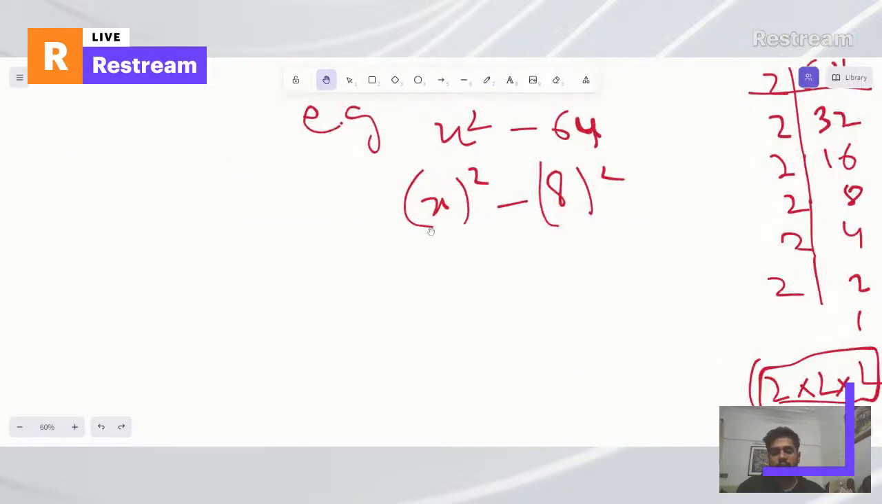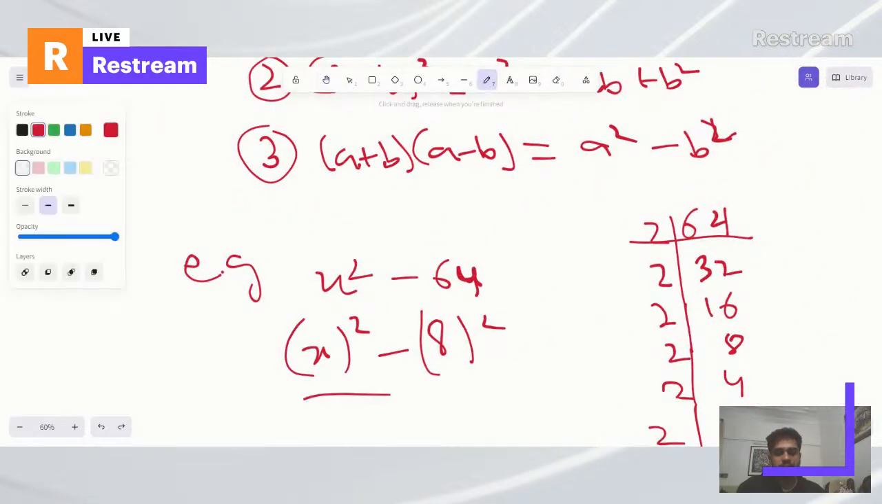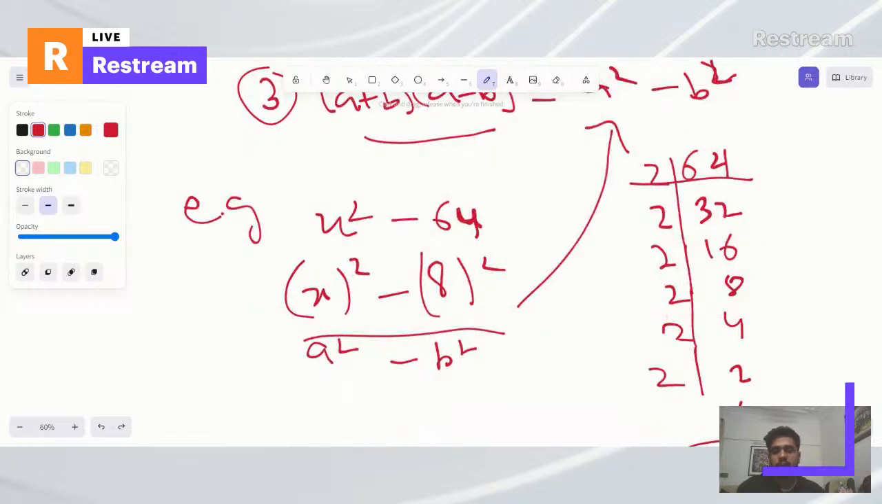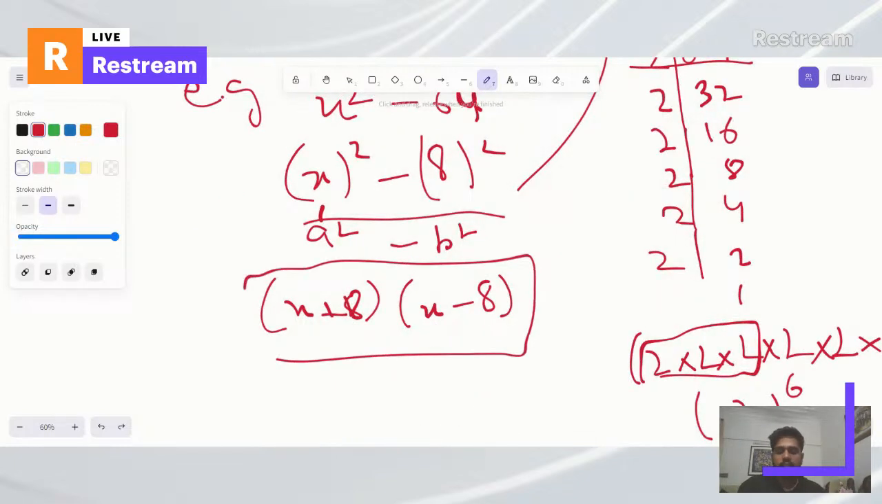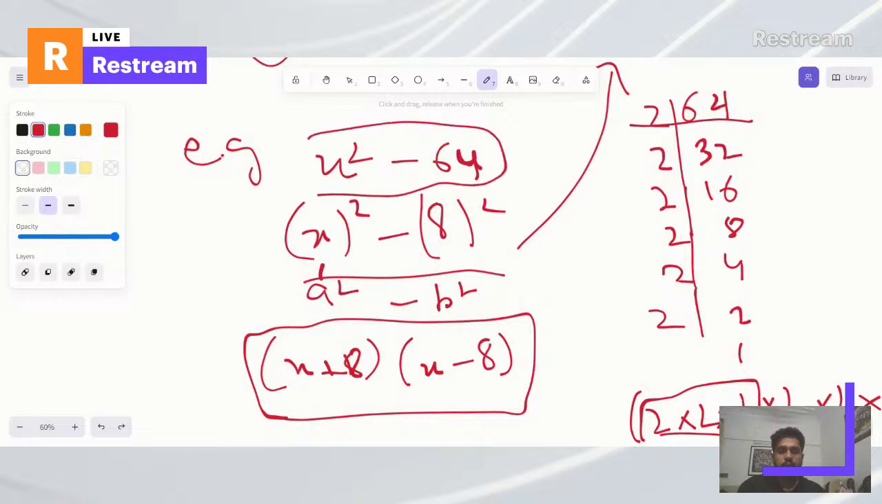What are we going to do next? So does this form seem similar to a square minus b square? So what are we going to do now? We can factorize it using this algebraic formula. We can just directly write down, in place of a it's x, right, and in place of b it's 8. So a plus b, right, so x plus 8, multiplied by x minus 8. This is how we're going to factorize this quadratic equation into this form.